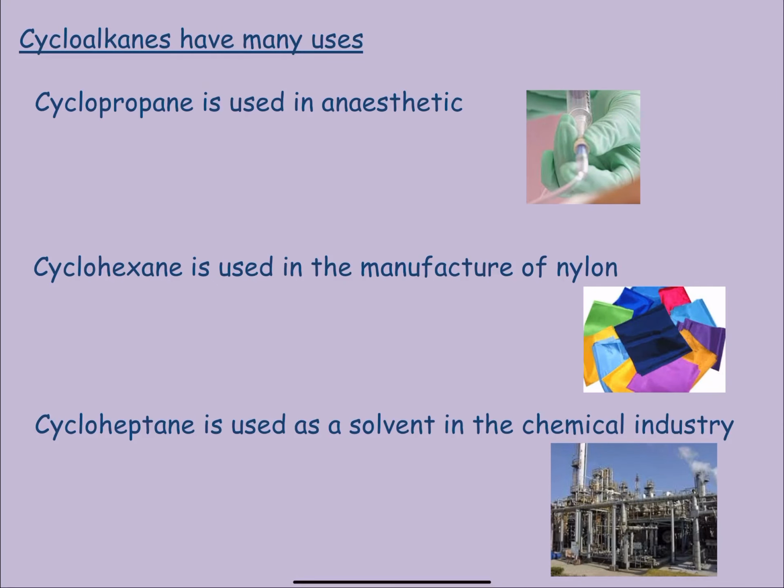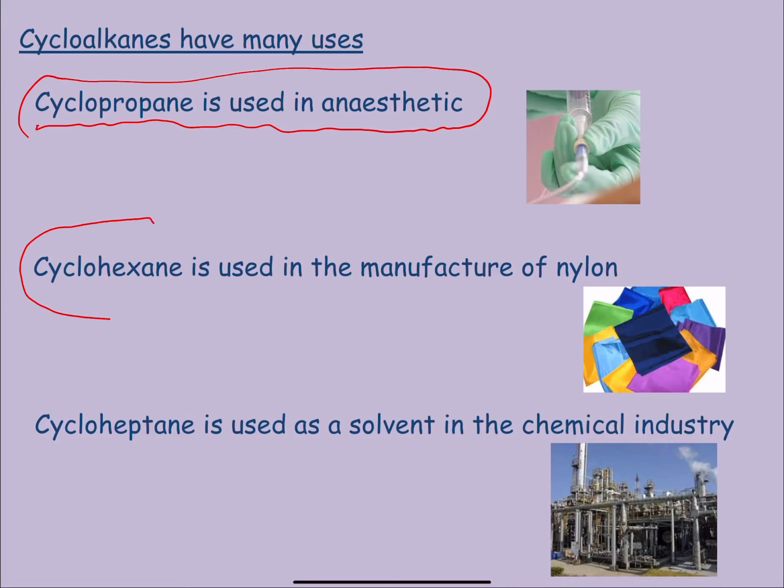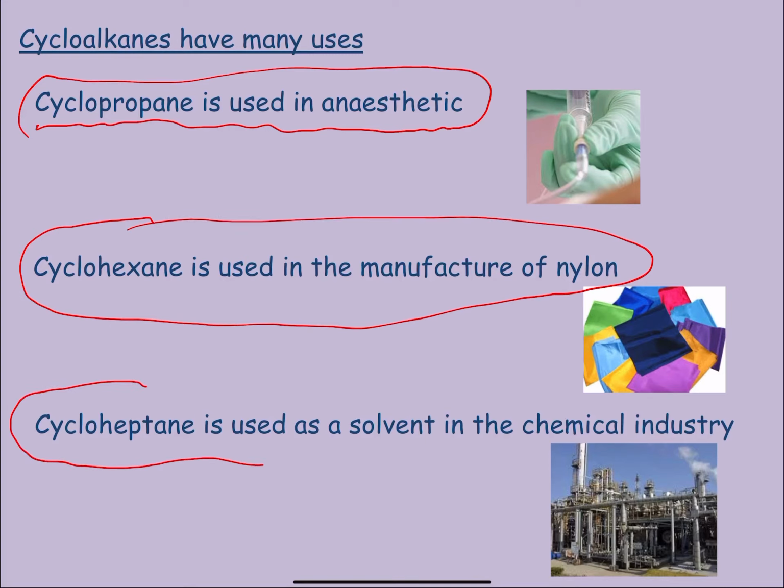Some uses of cycloalkanes. Cyclopropane is used as an anesthetic. Cyclohexane is used in the manufacture of fabrics like nylon, and cycloheptane is used quite often in the chemical industry, notably in the BP and Grangemouth. They use cycloheptane as a solvent quite a bit. Okay, that is the end of cycloalkanes.